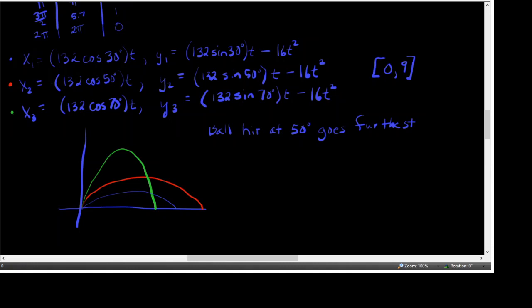And you wouldn't know exactly what this is because you'd have to use your graphing calculator to find that value, the horizontal distance. And it ends up being about 540 feet, if you're curious to know what the answer would have been. And then the greatest height, well, that's the one that's green. So the ball hit at 70 degrees, the green one, goes highest.